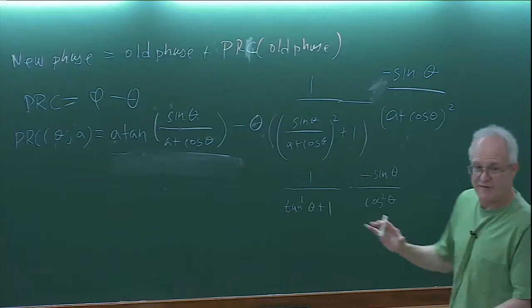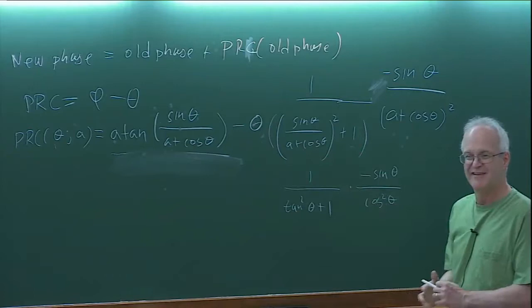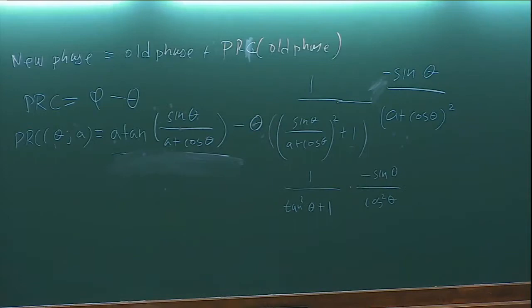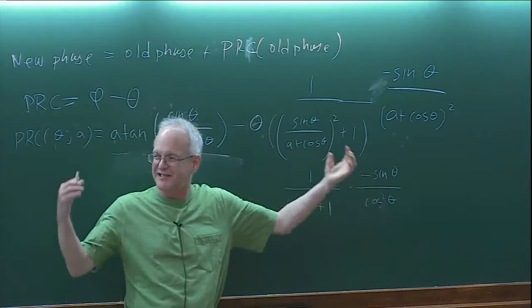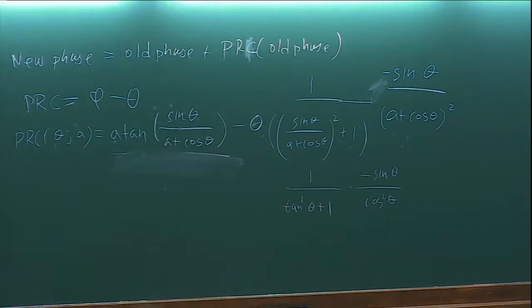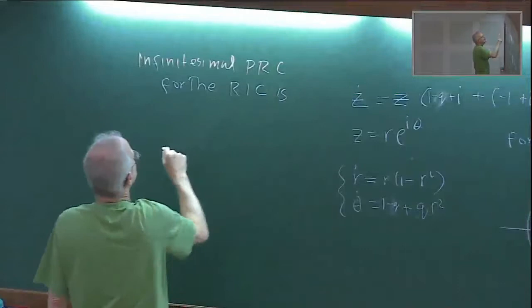All right, what's this equal to? Students, my students are just as bad. They don't know any of the trig identities. Trig identities, you should know like the back of your hand. That's a joke. That's sec squared theta. Sec squared times cos squared is 1. So this is equal to minus. So the infinitesimal phase resetting curve, the PRC for the radial isochron clock, is minus sine theta. There we go.